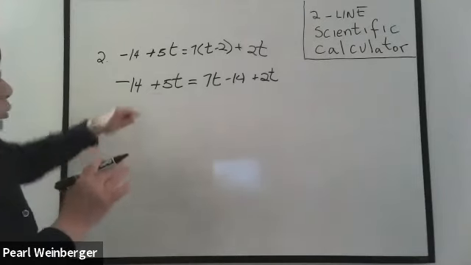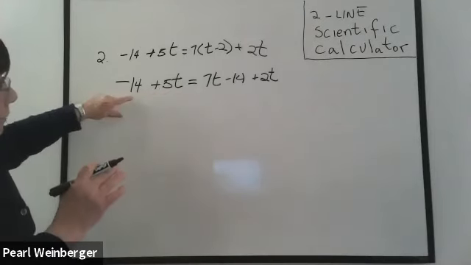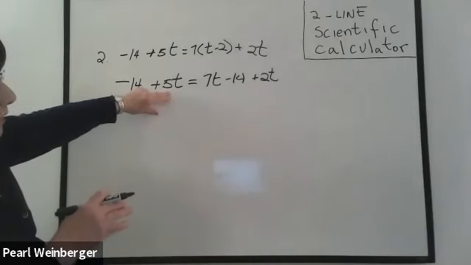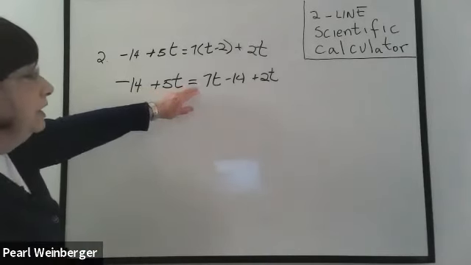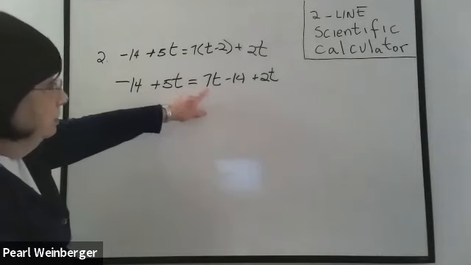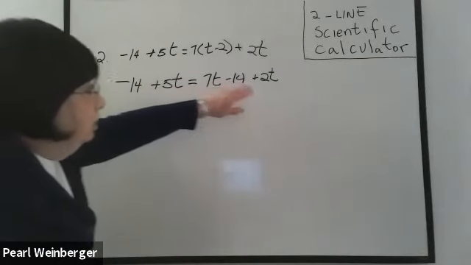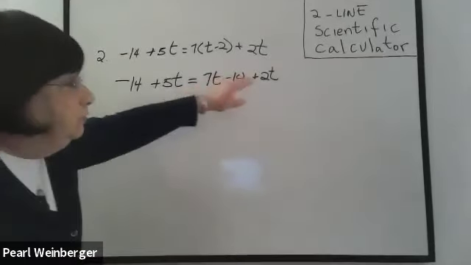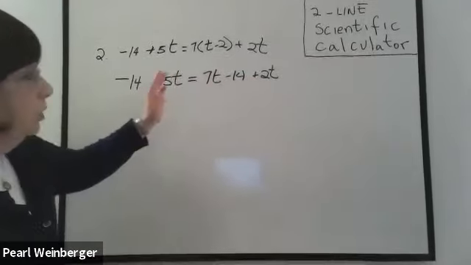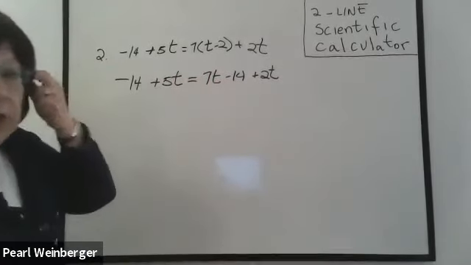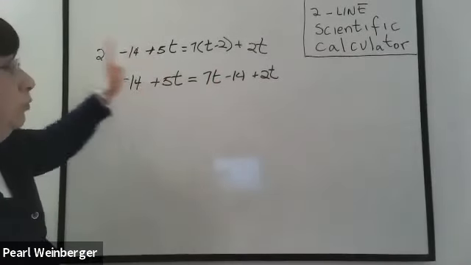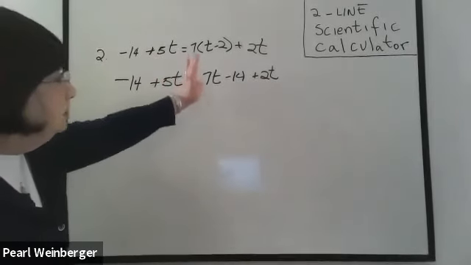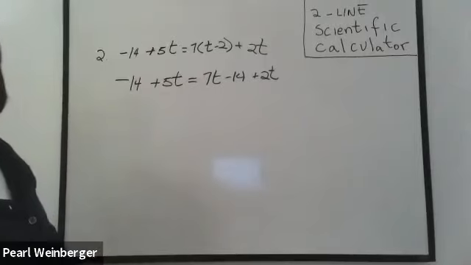And so I look at this side, and I have a plain number, a negative 14, and a variable plus 5t. When I go to the second side, I have a 7t and another variable, a 2t. I have 2 places where I see variables. So what I want to do is combine the like terms. So I'm not moving anything from one side to the other. All I'm doing is looking at each side separately and combining the like terms.